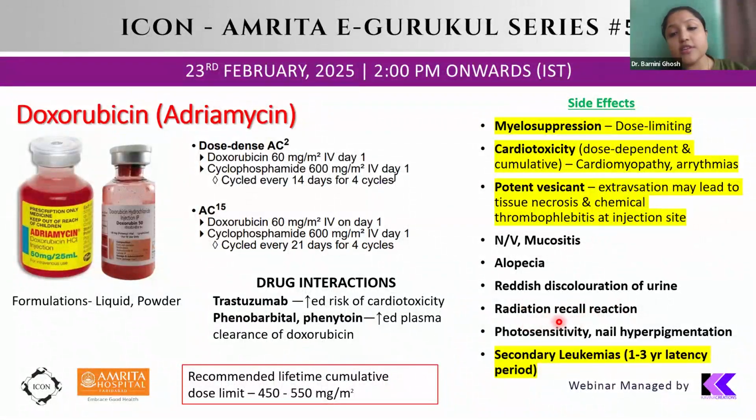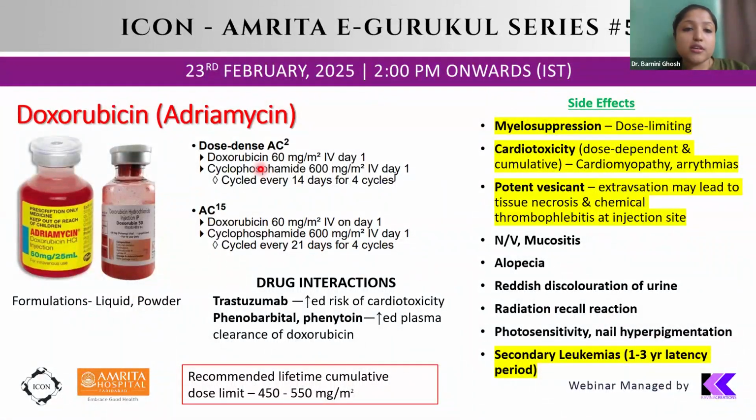There may be a radiation recall phenomenon. So what is this? In previously irradiated patients, when doxorubicin is administered, it leads to an acute inflammatory response at the previously irradiated sites. This phenomenon is called the radiation recall phenomenon. Additionally, there may be photosensitivity, nail hyperpigmentation, etc.